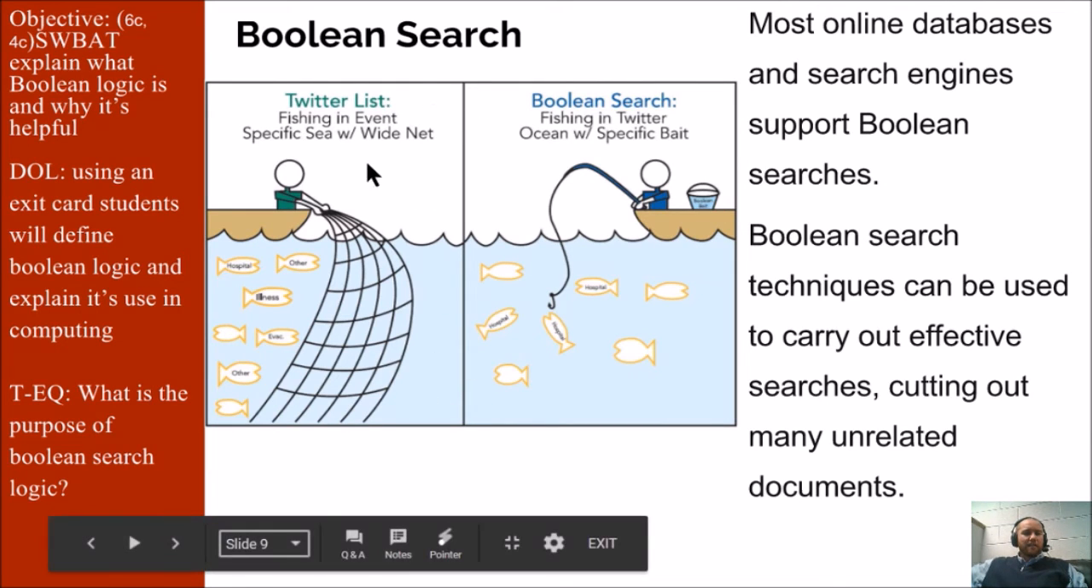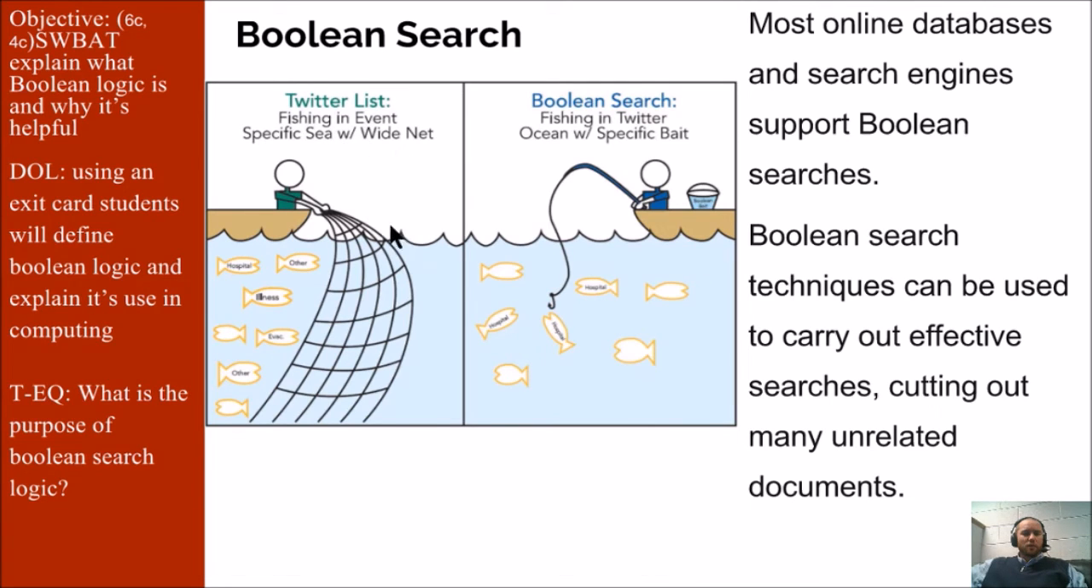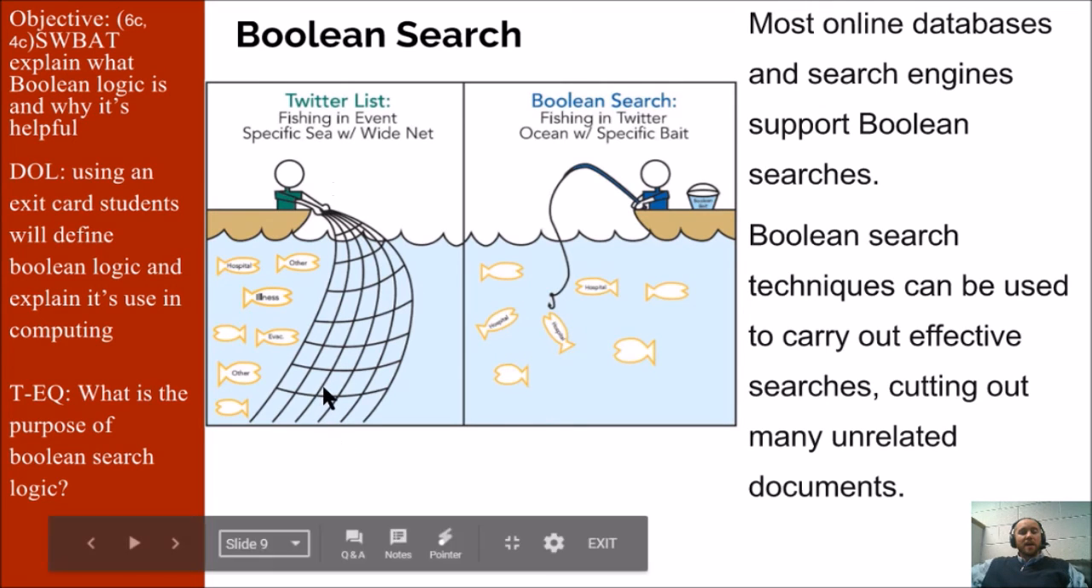I like this diagram right here. It says Twitter list, fishing in a specific sea with a wide net. So if you search for something, there's all types of results that could appear. But if you're using a Boolean search on Twitter, you're in the ocean with a very specific bait that will only attract that result that you're looking for. So a great visualization to keep in mind when thinking about the difference between Boolean search and just a regular search.